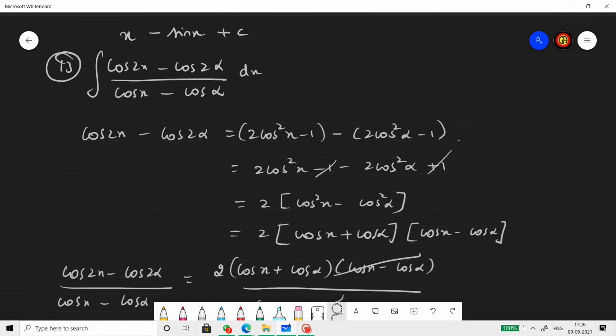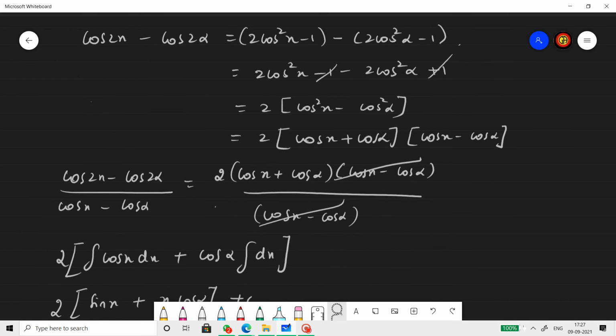Now the 13th one. The 13th one is an important sum. Integral of cos 2x minus cos 2 alpha divided by cos x minus cos alpha into dx. Cos 2x and cos 2 alpha, using the cos 2a formula, I can expand as 2 cos square x minus 1, and for cos 2 alpha, 2 cos square alpha minus 1. Open the brackets, the minus 1s get cancelled. So we get 2 cos square x minus 2 cos square alpha. You can take 2 common out.